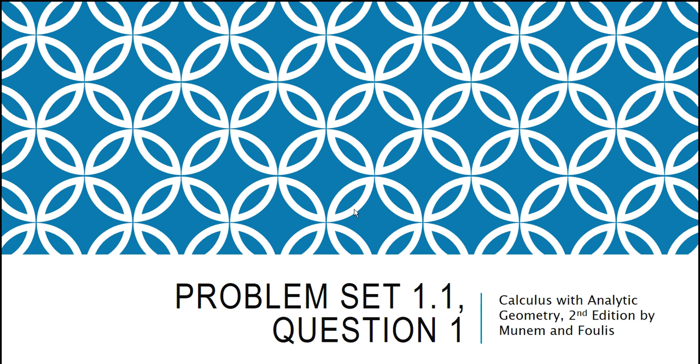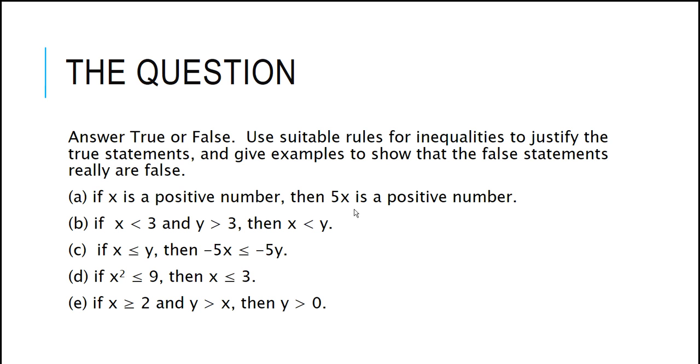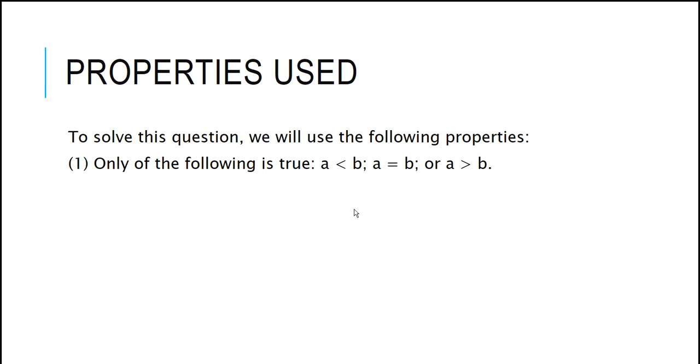So in this video, we will solve a problem from calculus by Munem and Foulis. The question is: answer true or false using suitable rules for inequalities to justify the true statements, and give examples to show that the false statements are really false. And we have a number of statements that we are asked to consider. In this, we will be using the following properties.